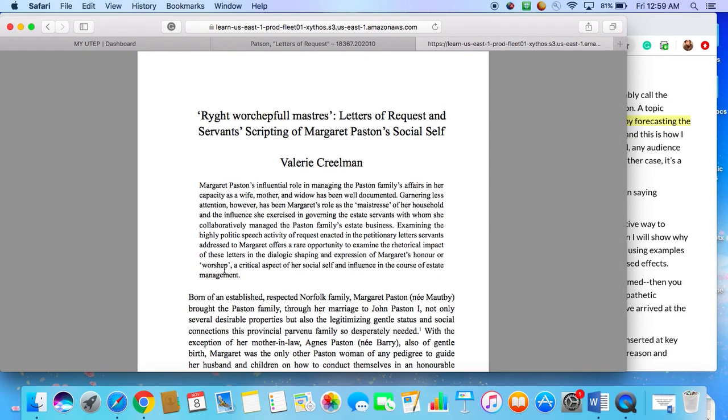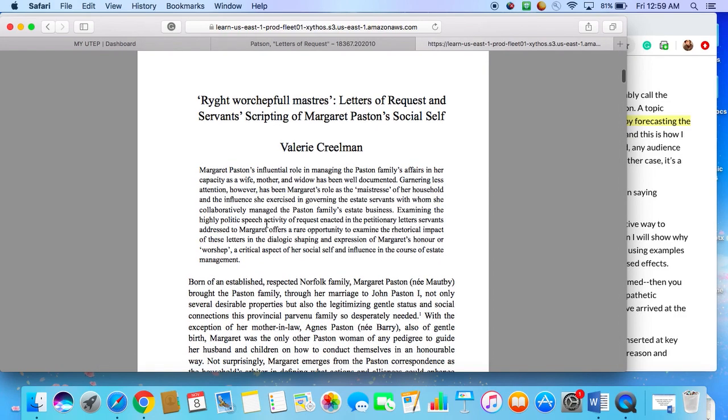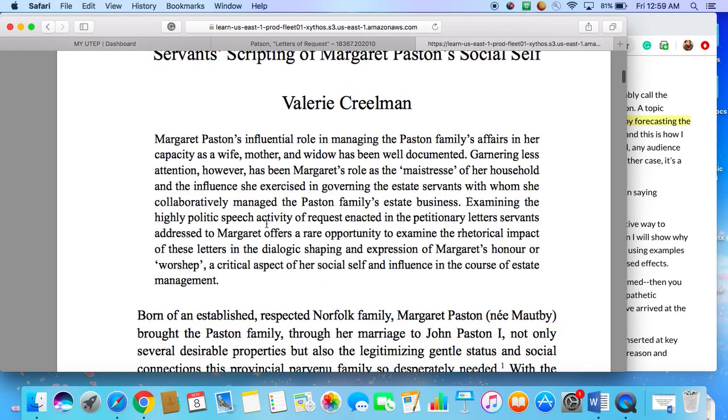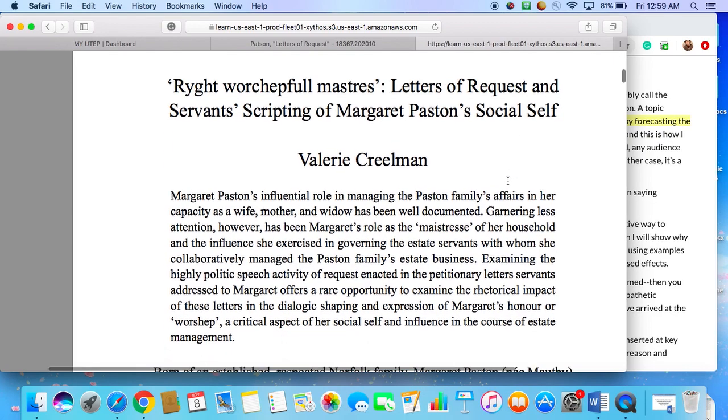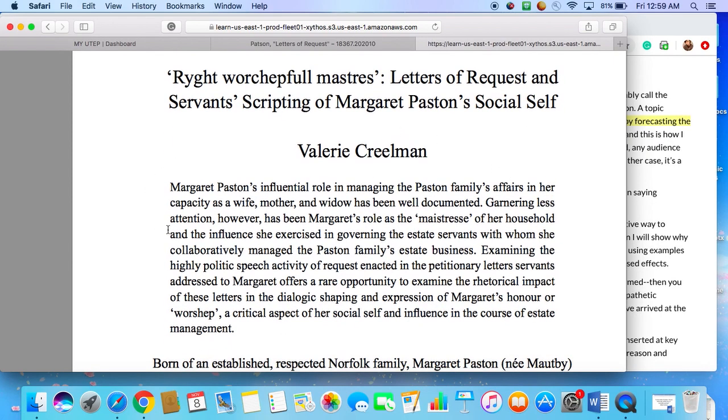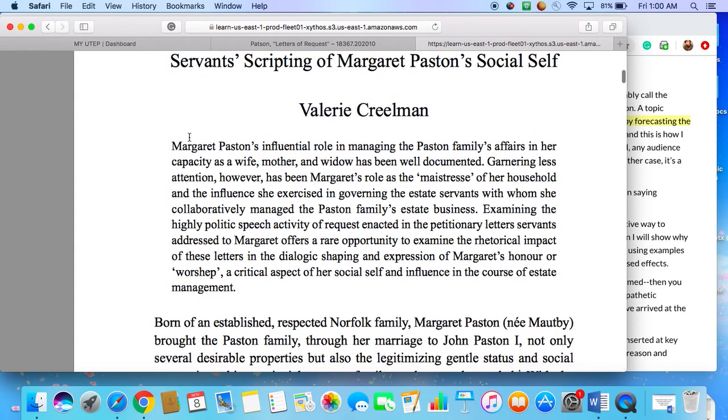So the article I'm going to be showing you is, let me zoom in, it's really small, called Right Worshipful Masters, Letters of Request and Servants' Scripting of Margaret Paston's Social Self. This is a literary analysis of some letters from the Middle Ages, but she does a really good job of using the classical template to open this. So this right here is her exordium, her hook.